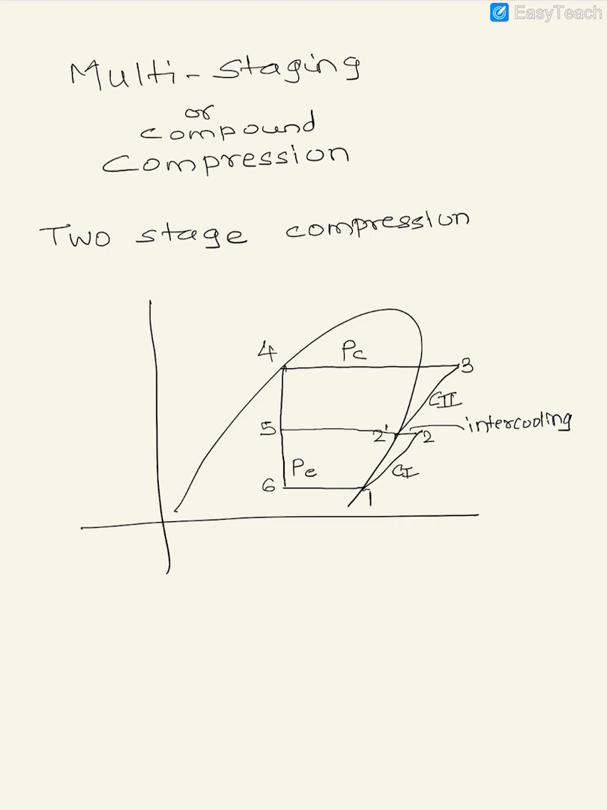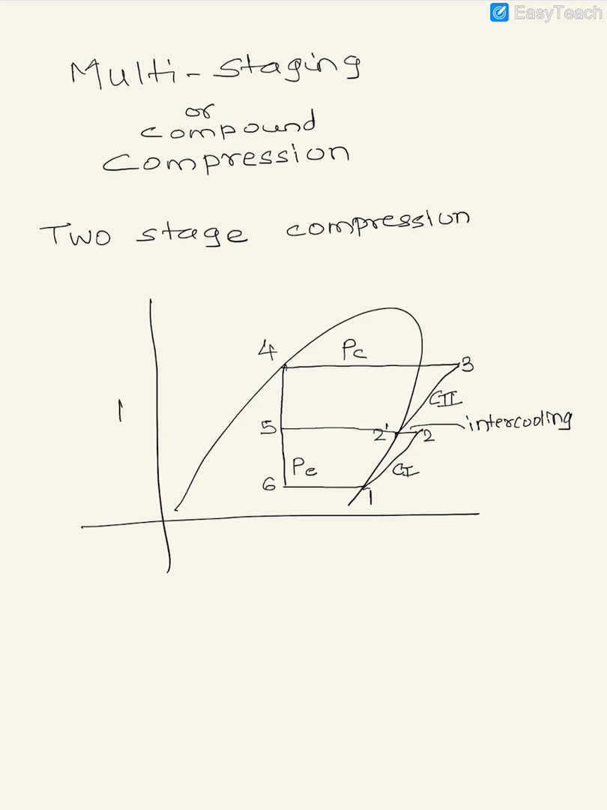So this diagram, which is the pressure enthalpy diagram, what you see is that the compression is happening in two stages. First, there is a compression from 1 to state 2 in the compressor 1. This is the first compressor. Then there is an intercooling, that is, the refrigerant's temperature is brought down, it is lowered, and then again there is a compression in compressor 2. So this phenomenon is known as two-stage compression or compound compression.